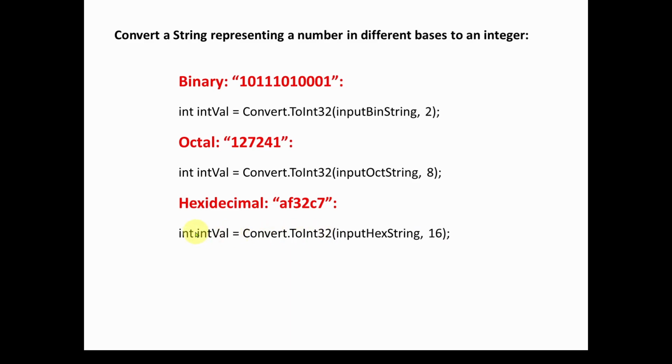Convert that to Int32. And as a result, it will take this binary number and convert it to 1489, which is the integer equivalent of this binary number. Same thing with the octal. It will convert that 127241 to a 42657. And with the hexadecimal, convert this AF32C7 to 11481799. So, a nice way to convert any string of any base number into an integer that we can use.